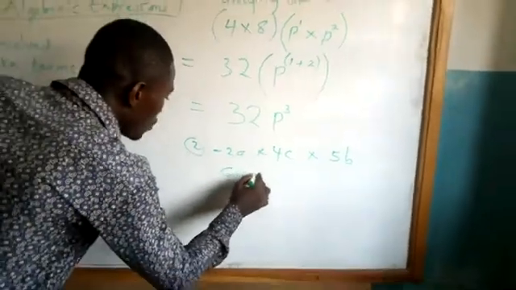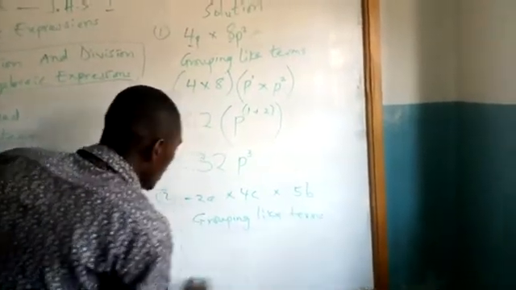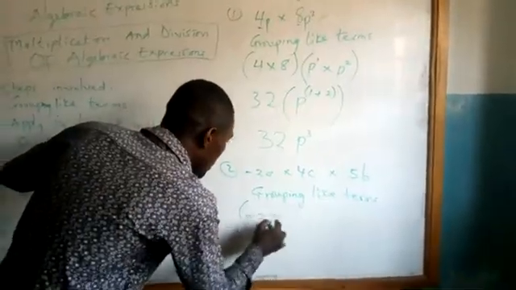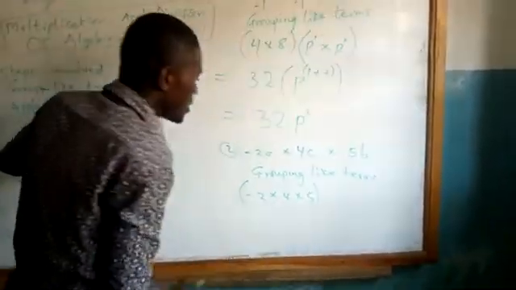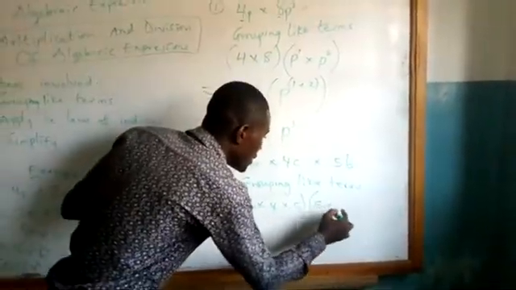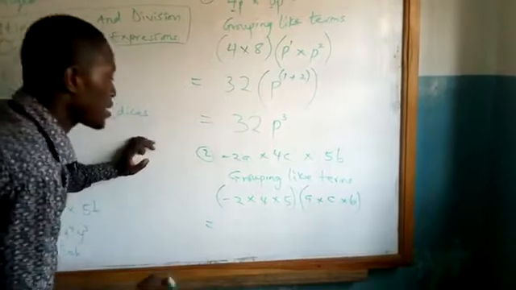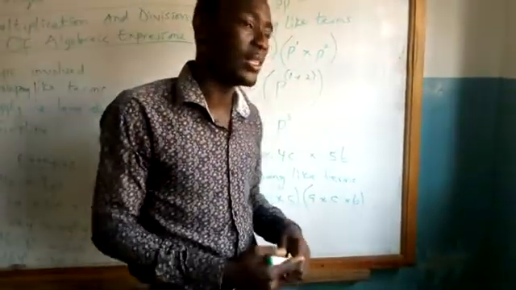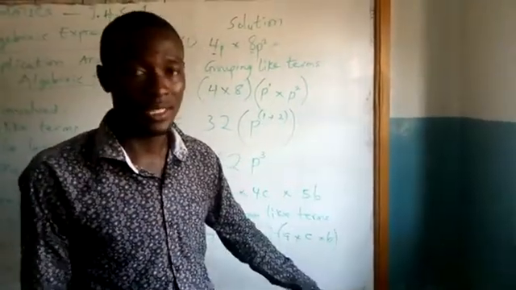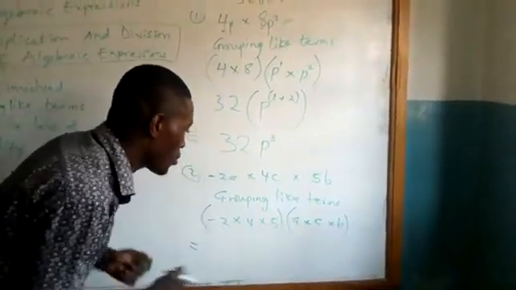So we can group the like terms. Here negative 2, 4 and 5 are the constants, so we put them in one bracket, like this. Then for the variables, we put them in another bracket. We have a, then c, then b. It's always presentable and professional to arrange the letters in alphabetical order. We will first deal with the constants, then we come to the variables, the letters.